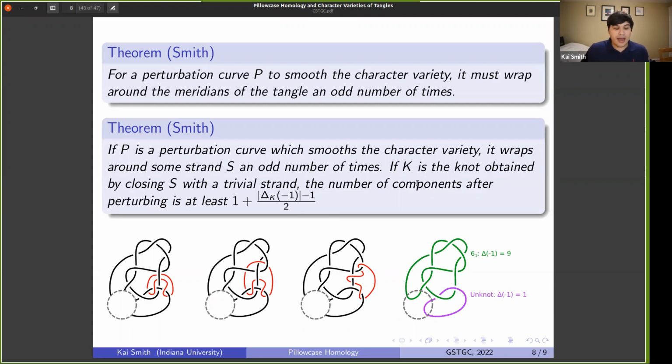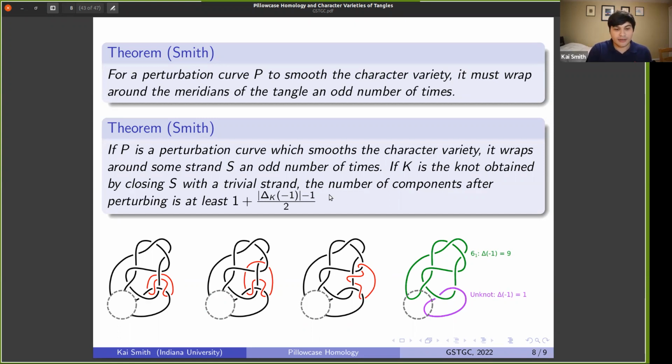And if you have at least 5 components, it's very unlikely that all the intersections are going to lie on the same component, unless the other character variety completely misses 4 of them, which is very unlikely. On the other hand, this last perturbation curve wraps around the green strand twice and the purple strand once.